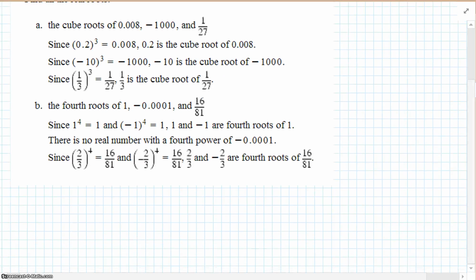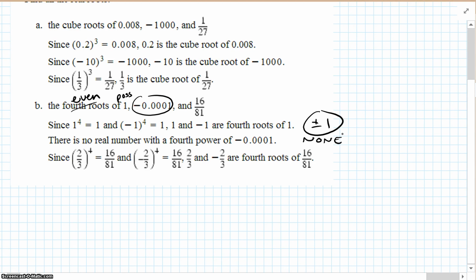So find the fourth roots. The fourth root of 1. Well, 1 to the fourth power is 1, and negative 1 to the fourth power is 1. So you're going to have plus or minus 1, which makes sense because the index is even and the number is positive, so I'm going to have 2 roots. Next, the index is even, but this is negative, so there's none. There are no real roots. Again, even and positive, I know I'm going to have 2 roots. So 2/3 to the fourth power equals 16 over 81. Then 2/3 and negative 2/3 are fourth roots. Okay, so plus or minus 2/3.